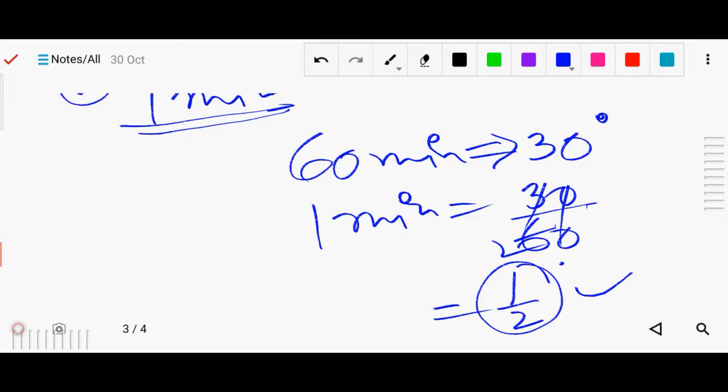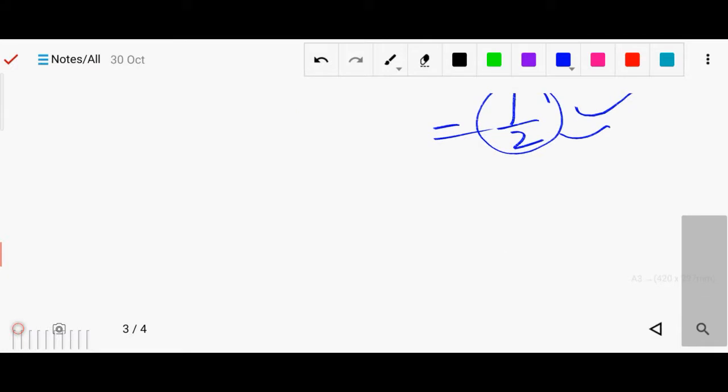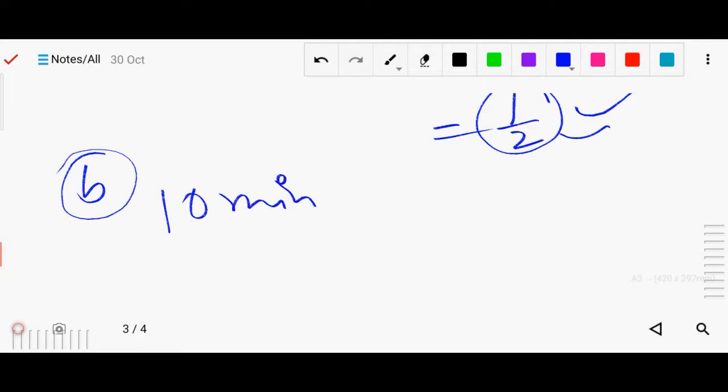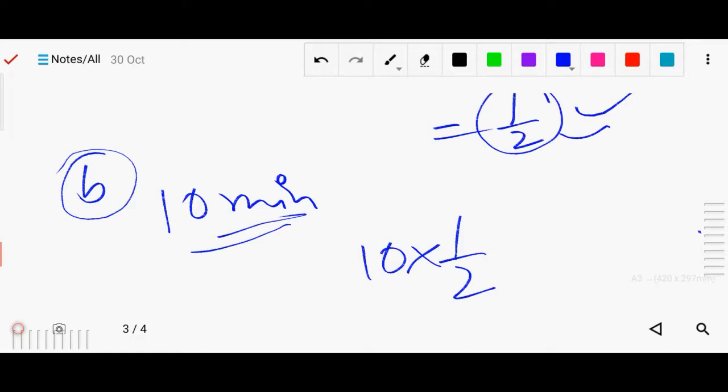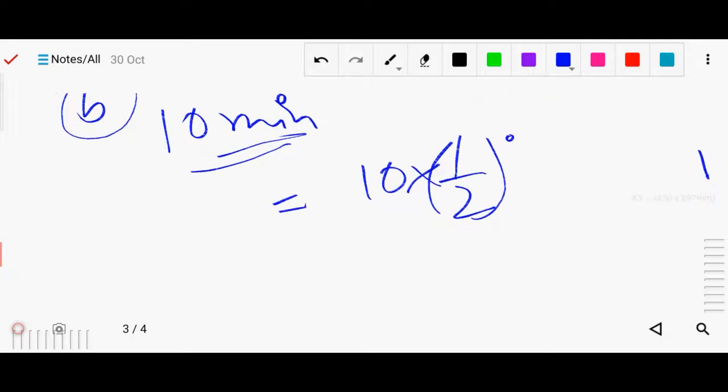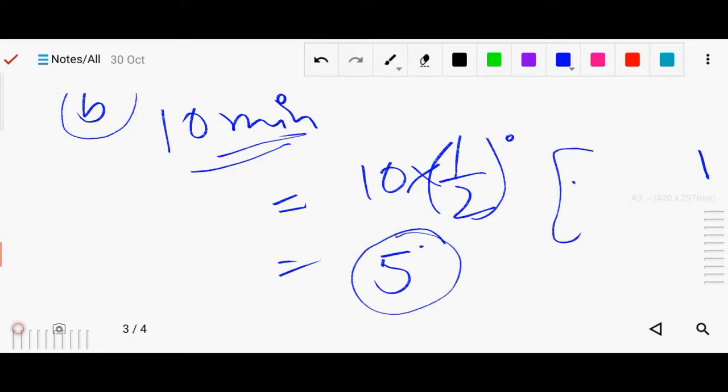Now next, if it is more than 1 minute, you multiply by 1 by 2. So let's solve some more questions. Like B is your 10 minutes. So 10 minutes means simply you multiply 10 into 1 by 2 degree. So it will be 10 into 1 by 2, so it will be 5 degrees only. Okay, so the answer is 5 degrees. In brackets you can write 1 minute equals half degree, and this is for the hour hand.